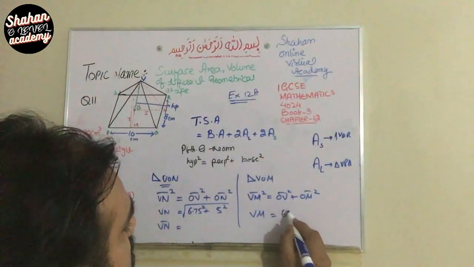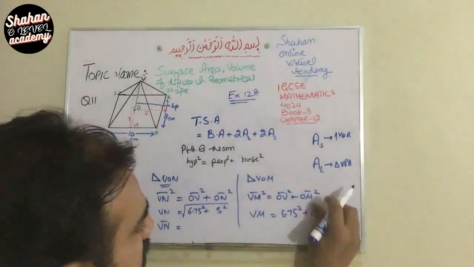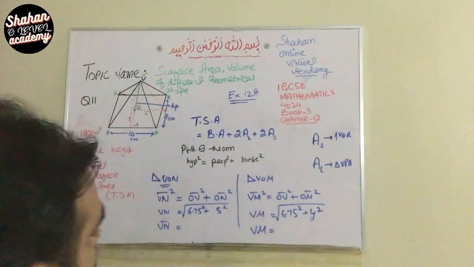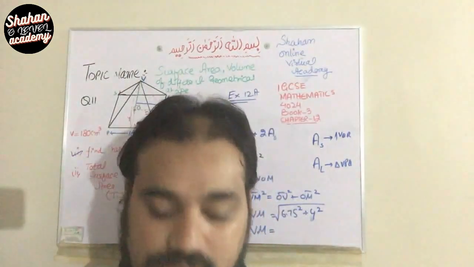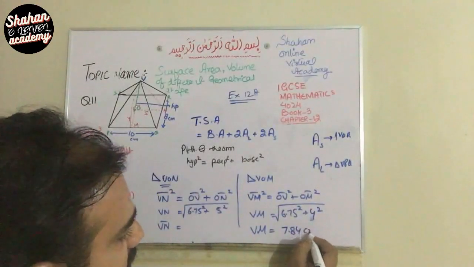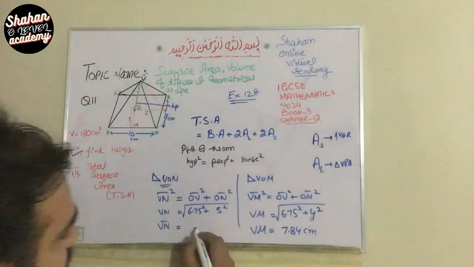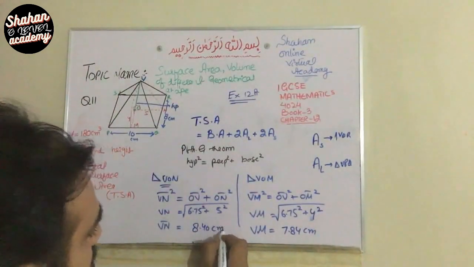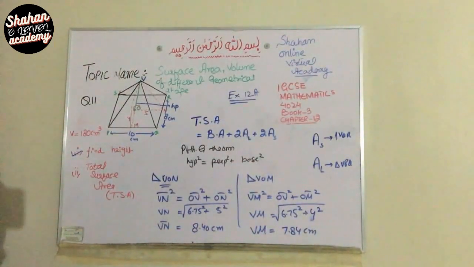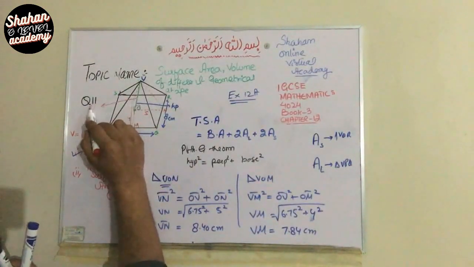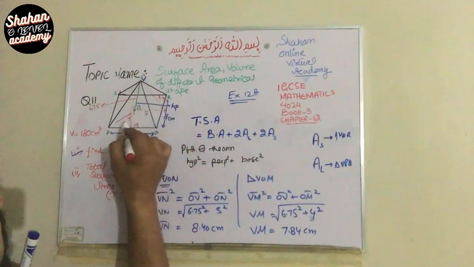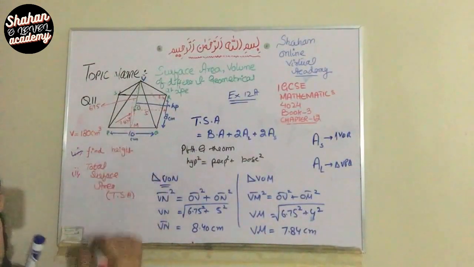We just put the values, and it's 4 squared. Now we find it with the help of a calculator, and it's 7.84 centimeter, and the other value is 8.40 centimeter. So we have found the values. We just write them there. We have already found this is 6.75, this value is 8.40, and this value is 7.84.